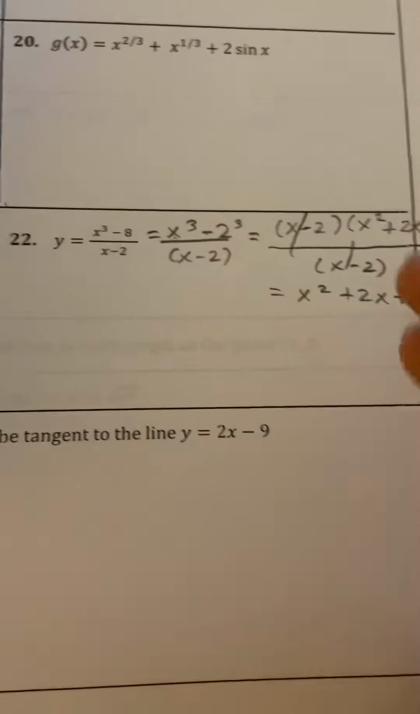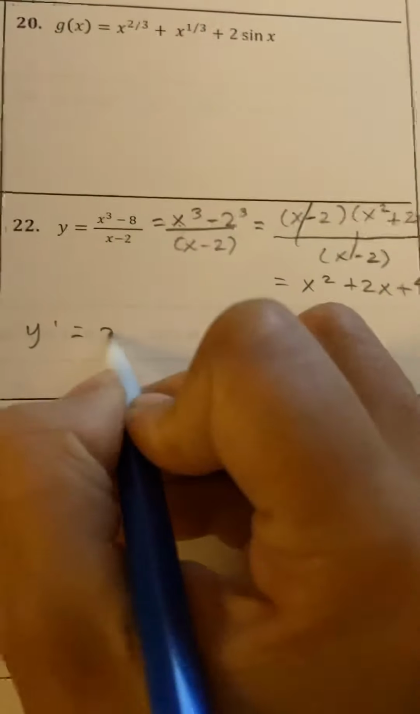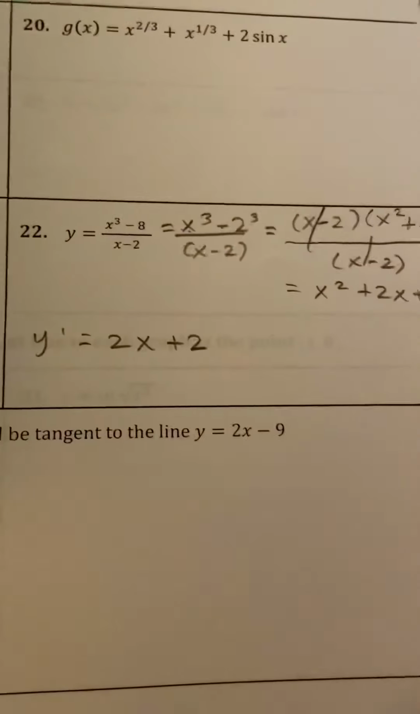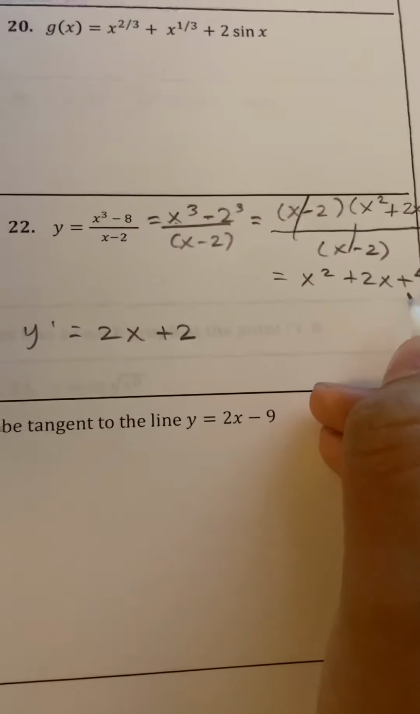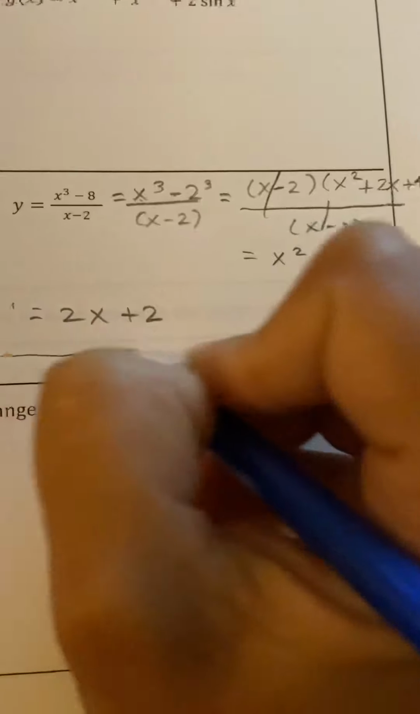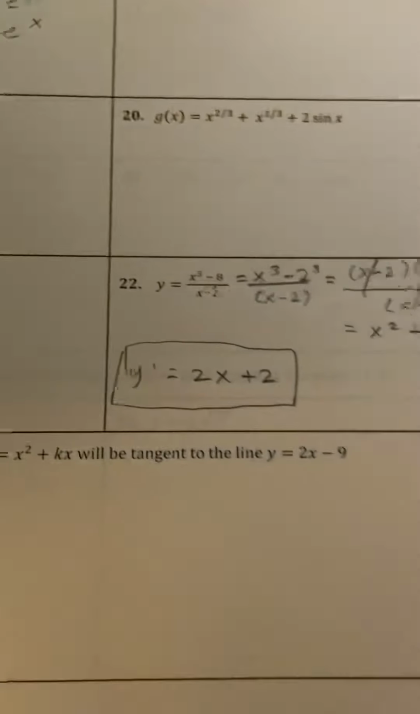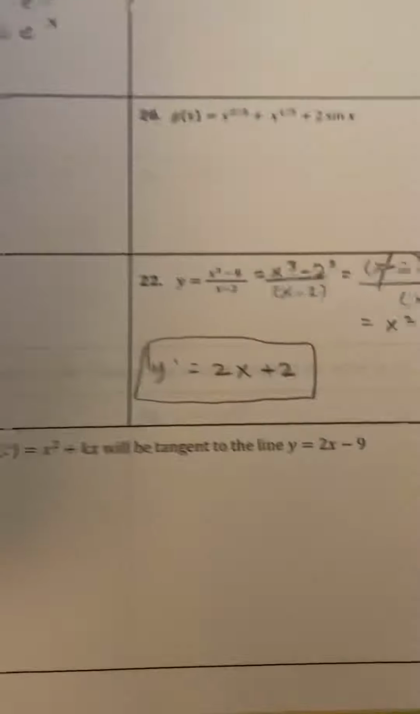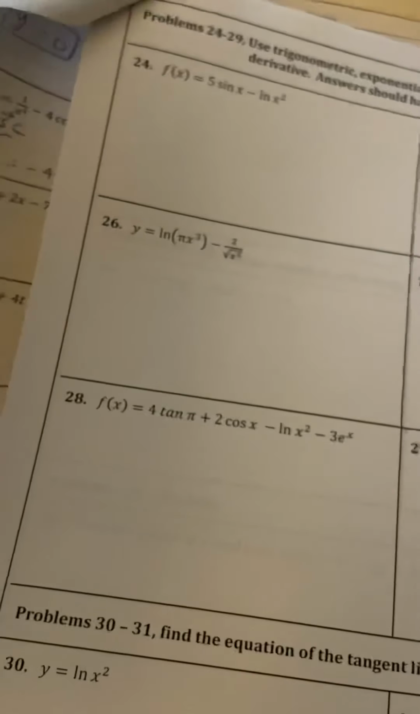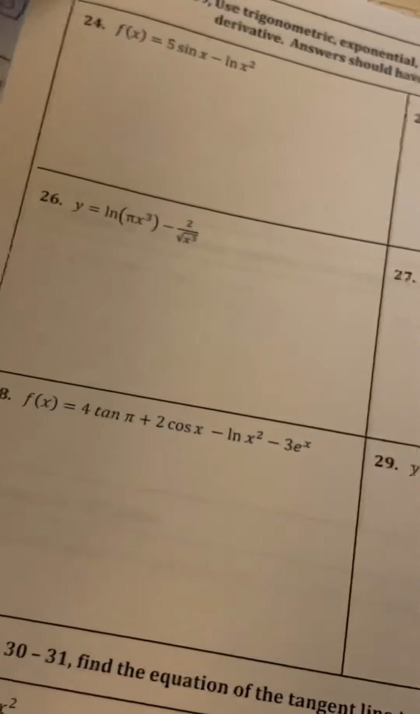And the derivative of that is really easy. y prime is equal to 2x plus 2. And that's it, because the derivative of 4 is 0. So that'll be it. All right, let's do maybe a couple more. Which one? 24 is relatively easy.